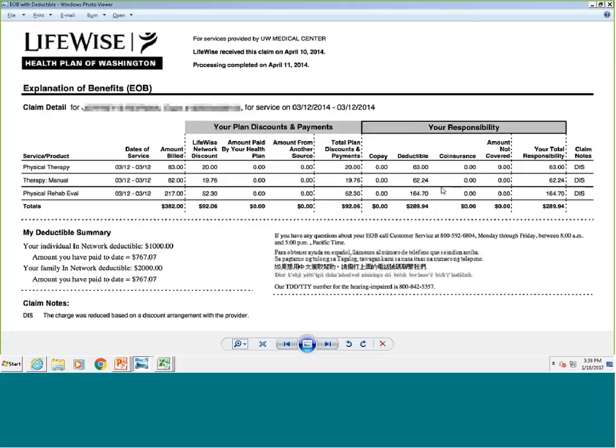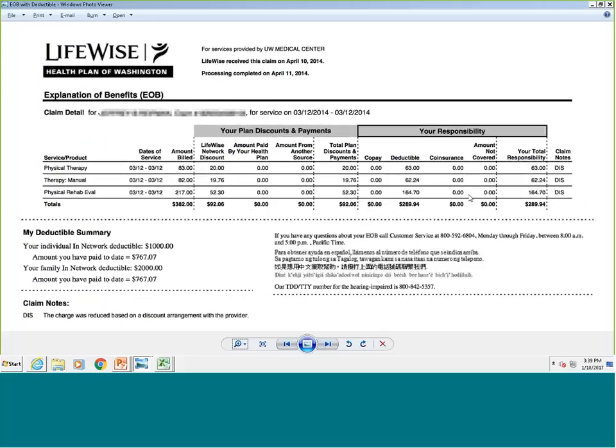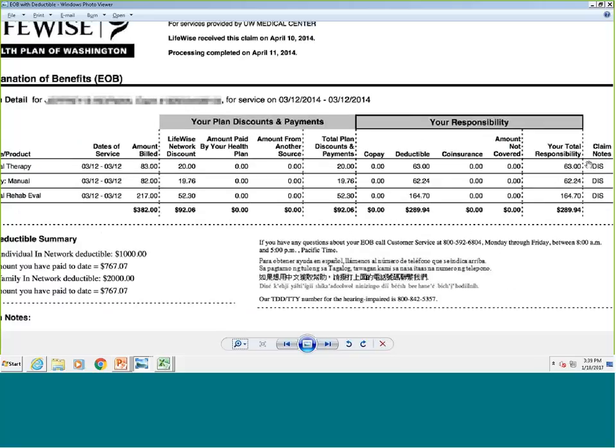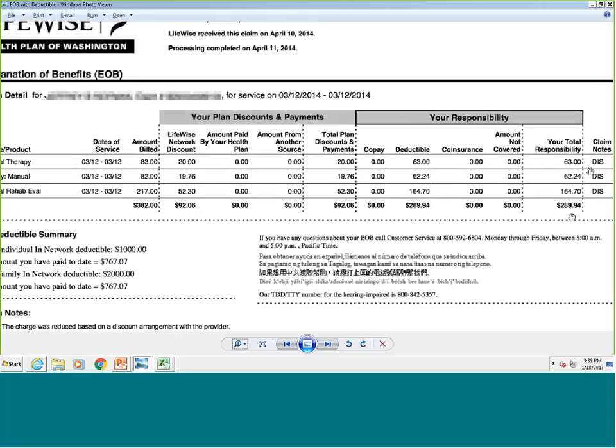With deductible. Right. So this one's very similar to the first one. But look at your responsibility in that area. There's a column for deductible. So this particular plan, there was a deductible, which is the responsibility of the member. Correct. So the information is always there.